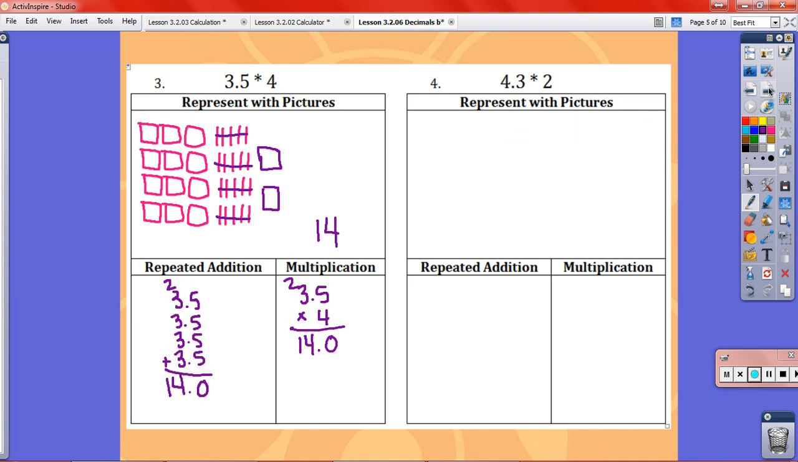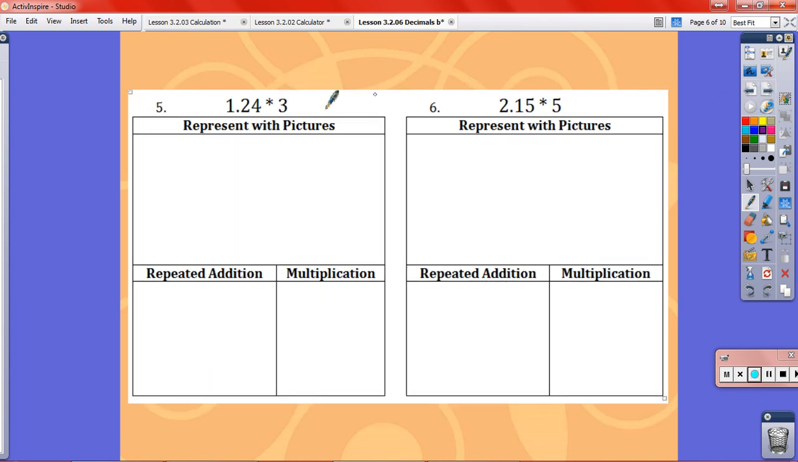Let's look at a different example. Let's add in some hundredths. So if you refer back to our key, we said that a box is 1, a line is a tenth, so we have 2 tenths, and a dot is a hundredth. So we have 1 and 2 tenths and 4 hundredths, or 1 and 24 hundredths.